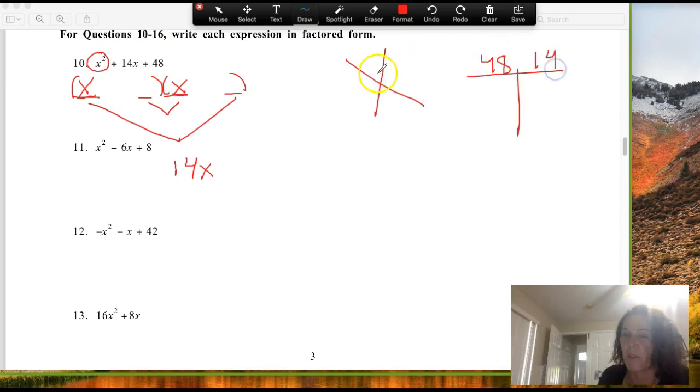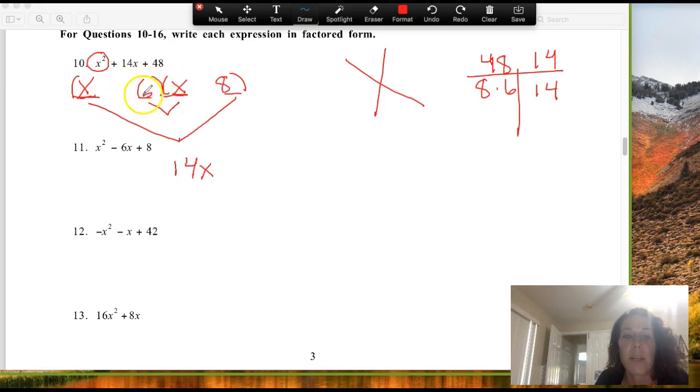And if you prefer to do the same thing with the x, you can. All right, so I need to figure out the factors of 48. I know 48 is divisible by 8, so do 8 and 6 give me 14? They're both positive. Well, 8 plus 6 is 14, so ding, ding, ding, let's do those two, 8 and 6.